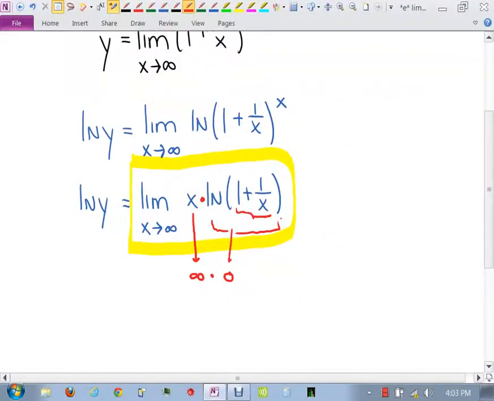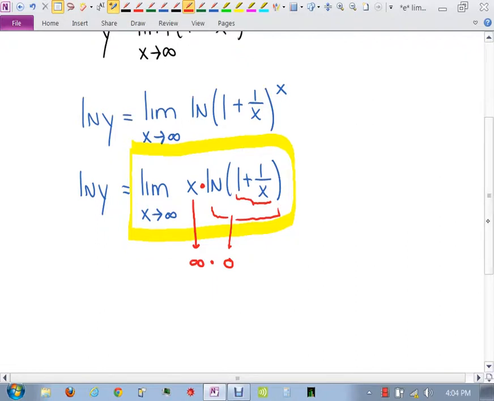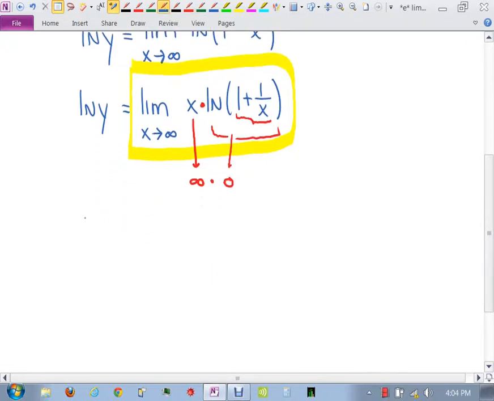Infinity times 0. What do you do whenever you see infinity times 0? Take one and drop it. Exactly. Which one looks like the better one to drop? The x. Okay? So watch how I write. Notice I'm not going to get lazy in my writing.